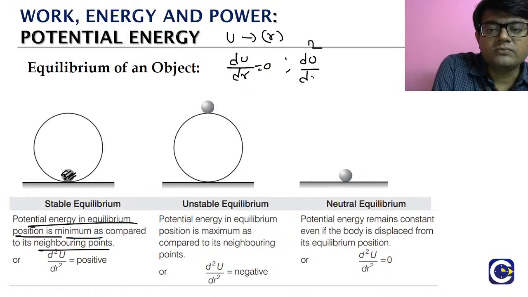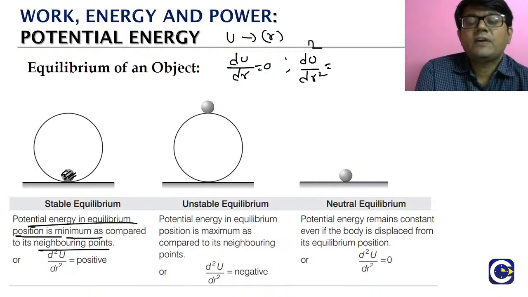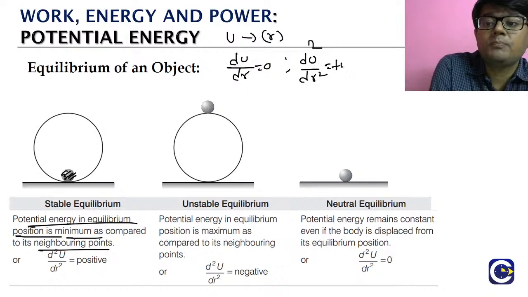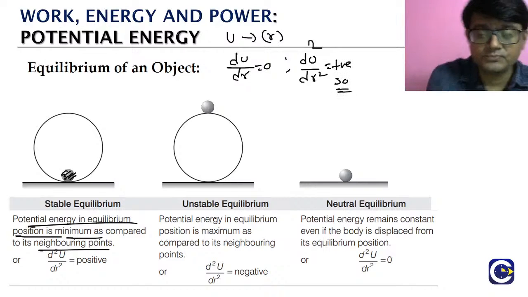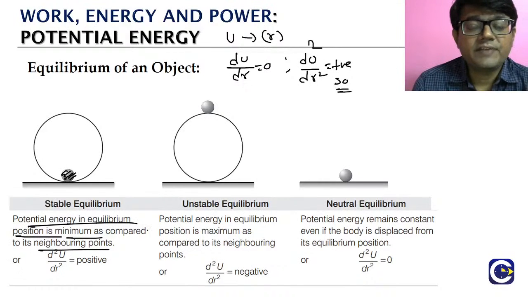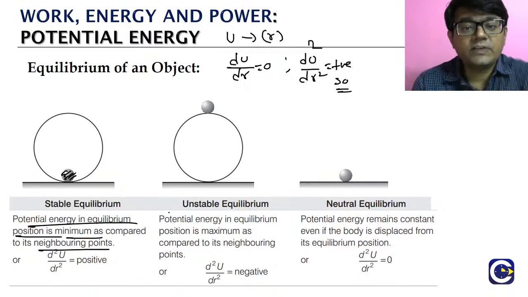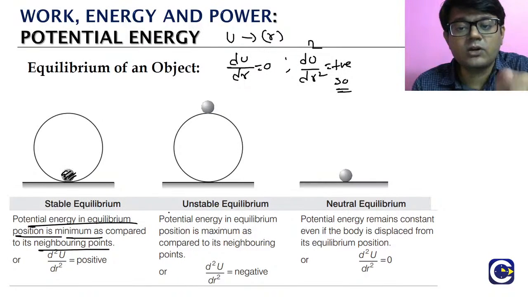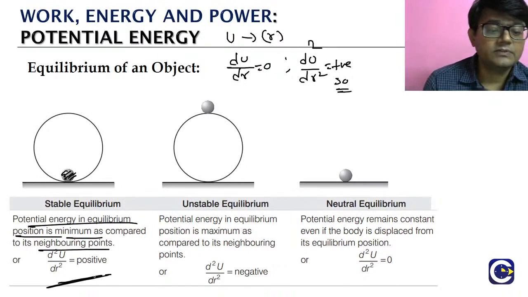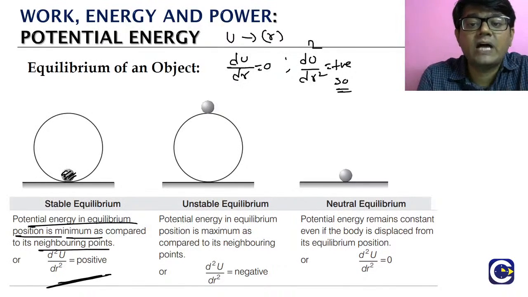Second derivative. For a function to have a minimum value, the second derivative value should be positive, more than 0. What is the condition to check whether a function has a minimum value? The first derivative should be 0, meaning du by dr should be 0, and the second derivative should be positive. That is the condition for the function to have a minimum value.